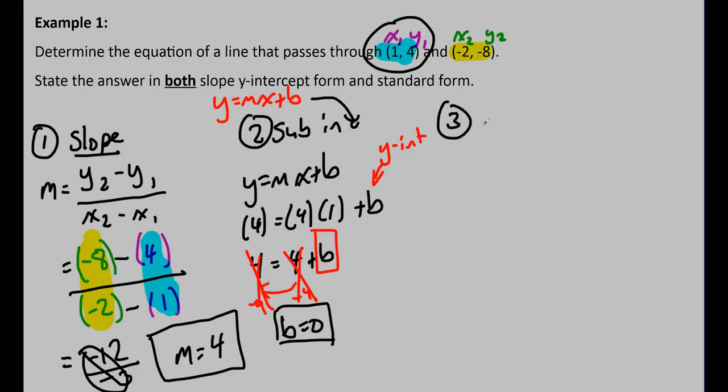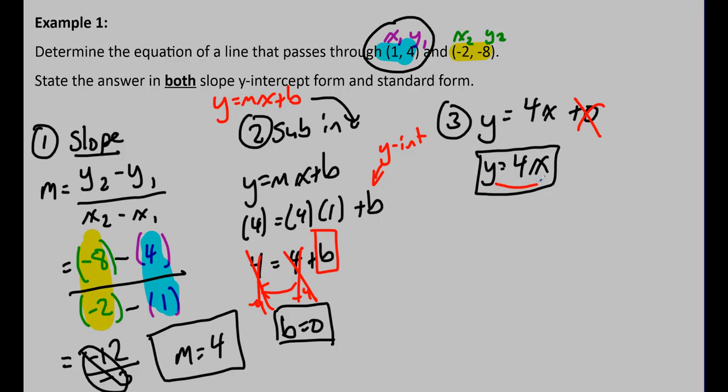And then I have my equation. Y is equal to m, which was 4x plus 0. But I don't need the plus 0. It's redundant. So I'm going to rewrite it as y equals 4x, and that is my final answer as slope y-intercept form. And then if I have to convert it to standard form, that's again last lesson.